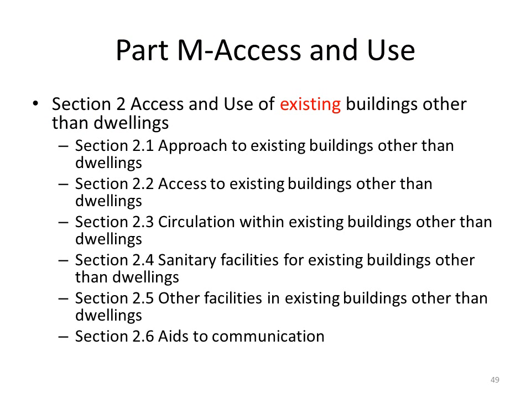Section 2 covers access and use of existing buildings other than dwellings, and again this is quite similar to, if not identical to, the previous one. We have approach to existing buildings other than dwellings, access to existing buildings other than dwellings, circulation within the existing buildings other than dwellings, sanitary facilities for existing buildings other than dwellings, other facilities in existing buildings other than dwellings, and aids to communication again.